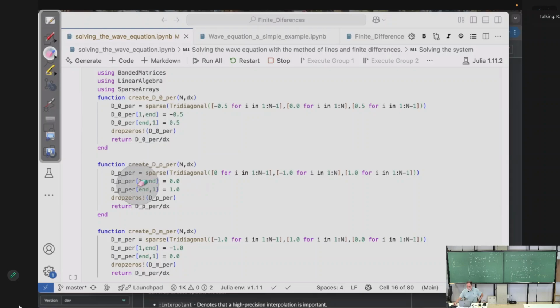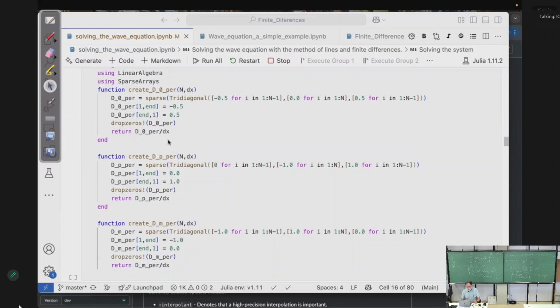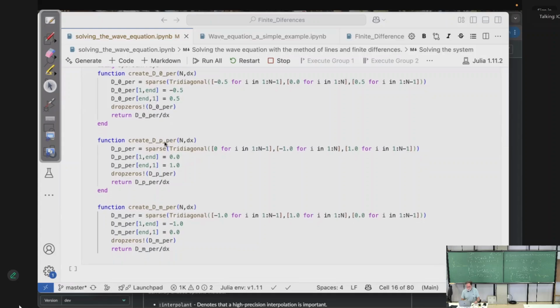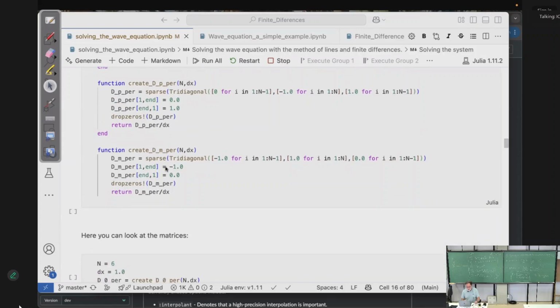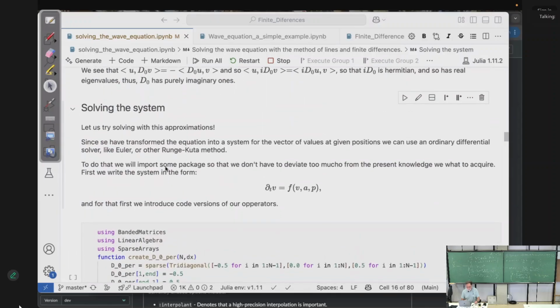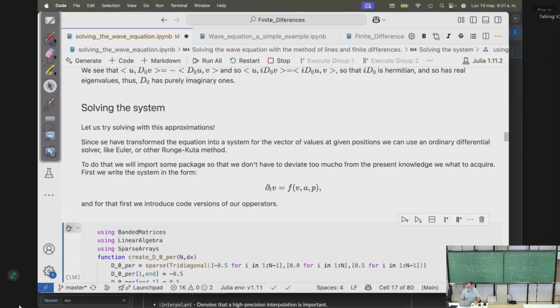And then we divide by dx. So this way we get the operator. Sometimes in the lab, I think we didn't divide by dx, just divided at the end when we use it. Here, just to have it in accordance with another package, I just divide by dx. And here is the creation of the D plus, and here is the D minus. So we run this to create these matrices.